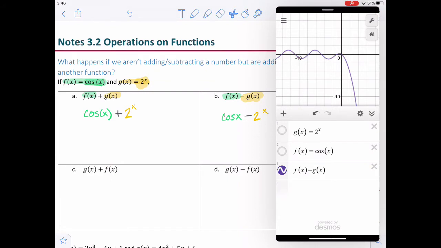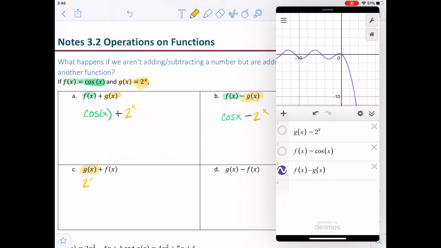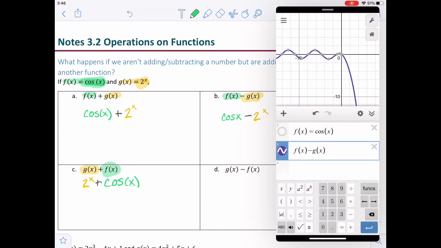What if we change the order? What if instead of having f of x first, I do g of x first? Well, that would be 2 to the x. Then we have a plus sign. Then we see f of x, which is cosine x. So we write cosine x. And so let's see what the difference is.